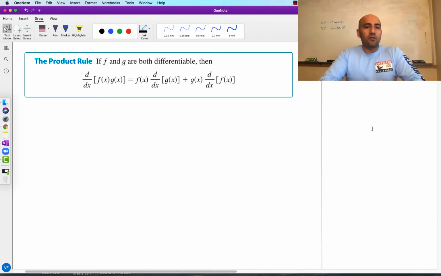Okay, so this is called the product rule. This is the boxed up rule provided for you by your author. If f and g are both differentiable functions, then the derivative with respect to x of the product of f of x times g of x equals this little formula. It's going to be f of x times the derivative with respect to x of g of x plus g of x times the derivative with respect to x of f of x.